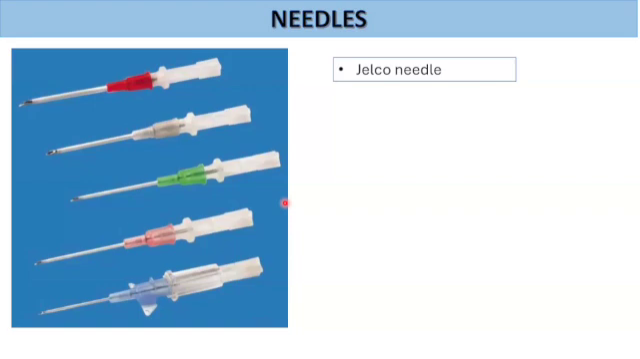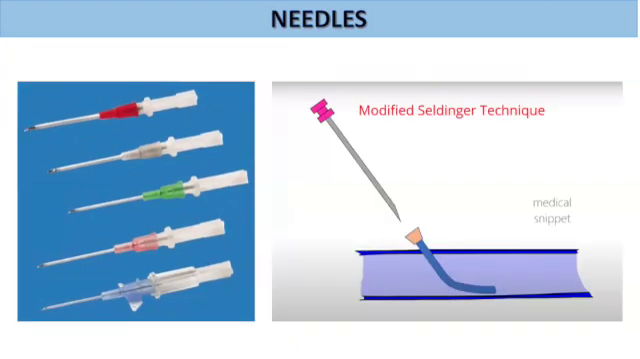So usually Jelco needle is used by cardiologists for radial puncture using a double puncture method. What is the double puncture method? Penetrate the anterior wall, posterior wall, then pull back into the lumen. That is the double puncture method. And the method of cannulation of Jelco needle is known as the modified Seldinger technique. That means the needle goes along with an external cover and the needle is withdrawn then.